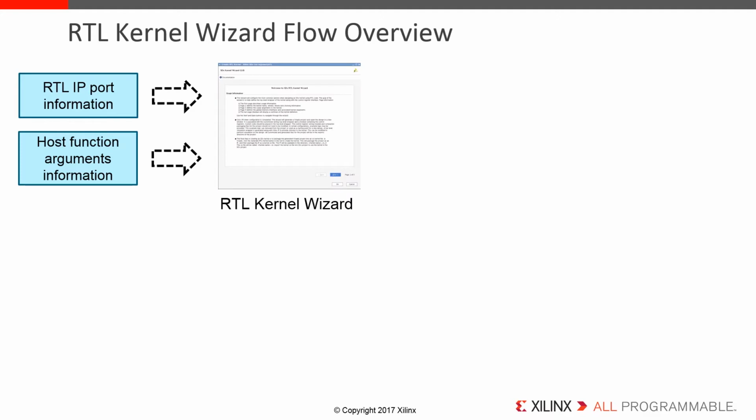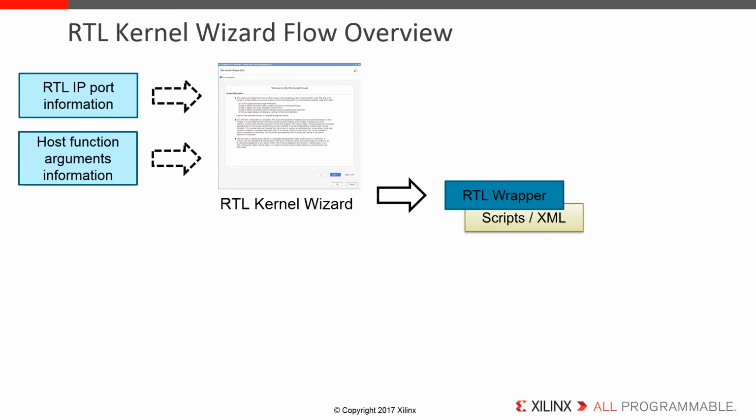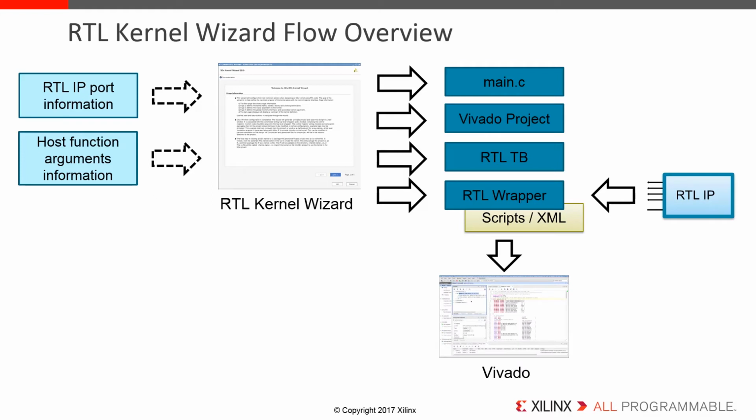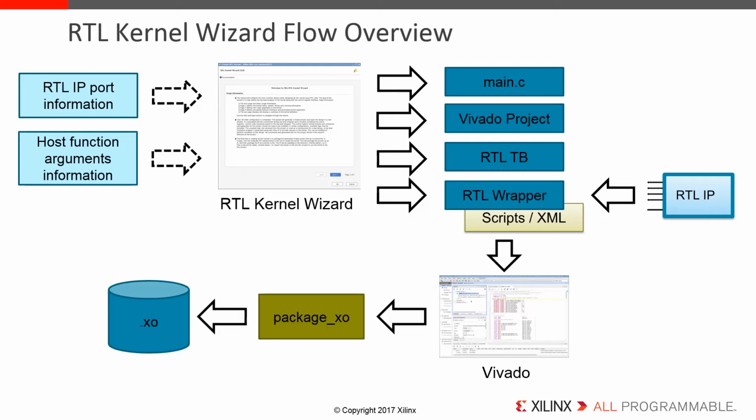From this information, it produces an RTL wrapper for the kernel top level along with scripts, an RTL testbench for the wrapper, a Vivado project to work on the RTL and check synthesis results, and main.c sample host code to exercise the example kernel. The RTL IP can now be integrated into the generated RTL wrapper. And the final RTL is then packaged in Vivado into a .xo kernel container.